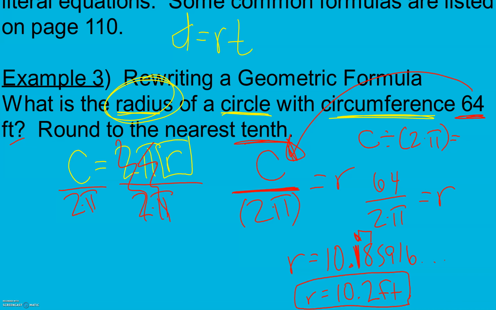So we solved our literal equation, an equation that has more than one letter in it, for what we were looking for. Here we were looking for radius, so we solved for r, and then from there solved further. And I will finish this section in another video.